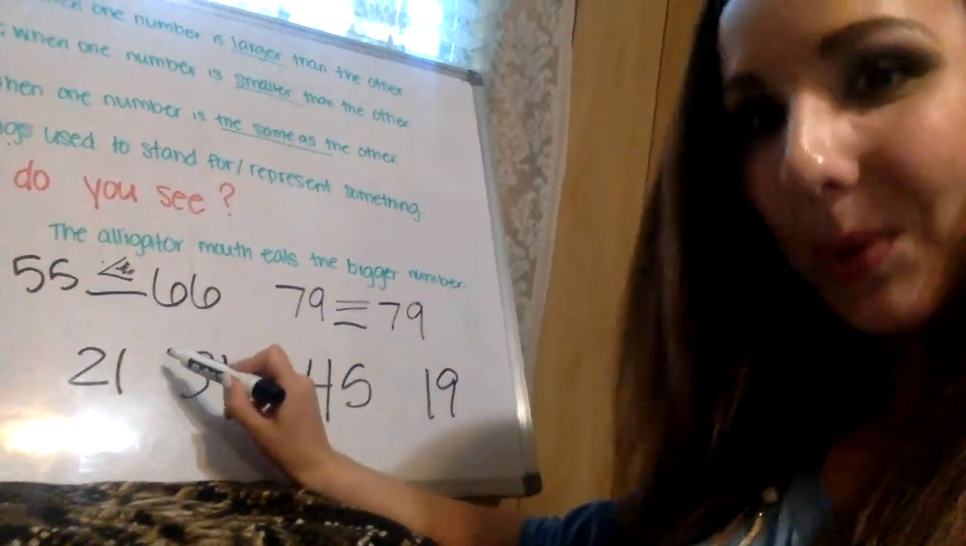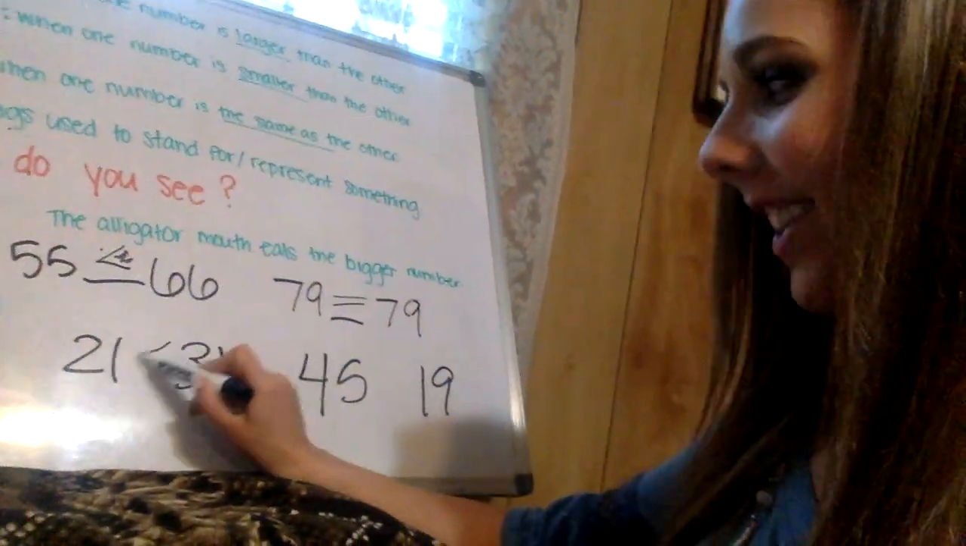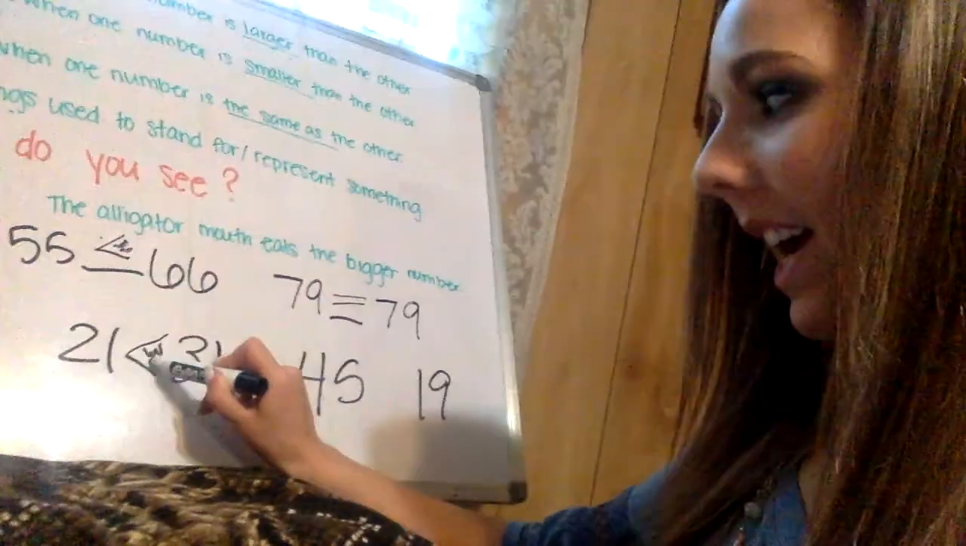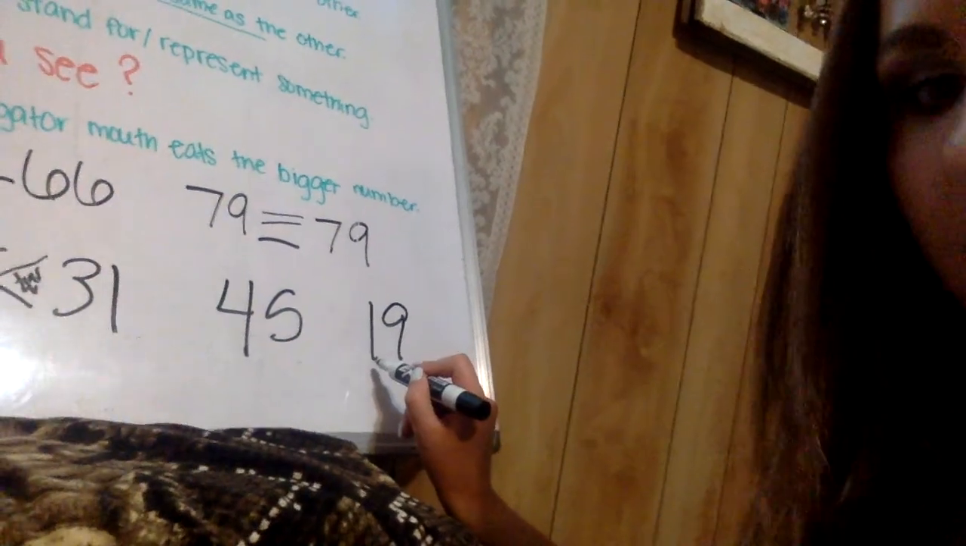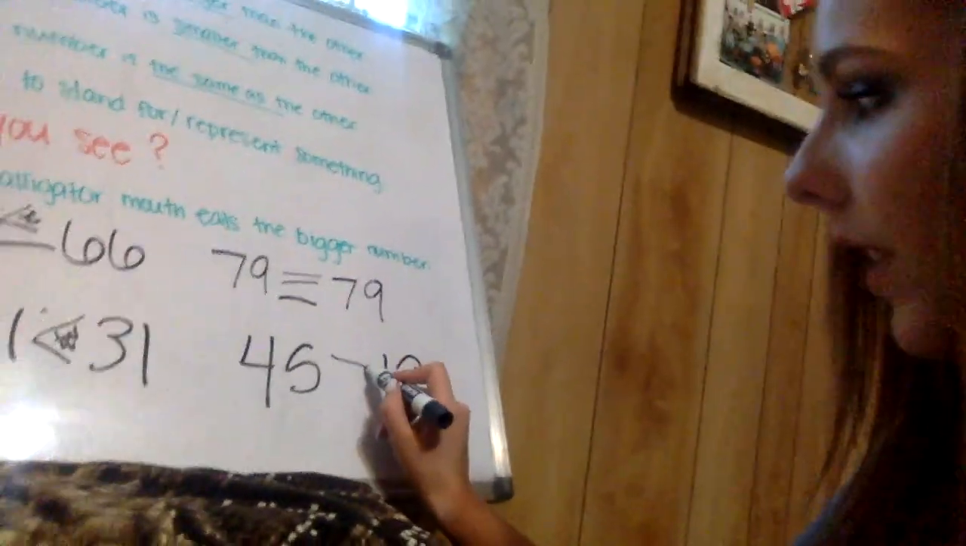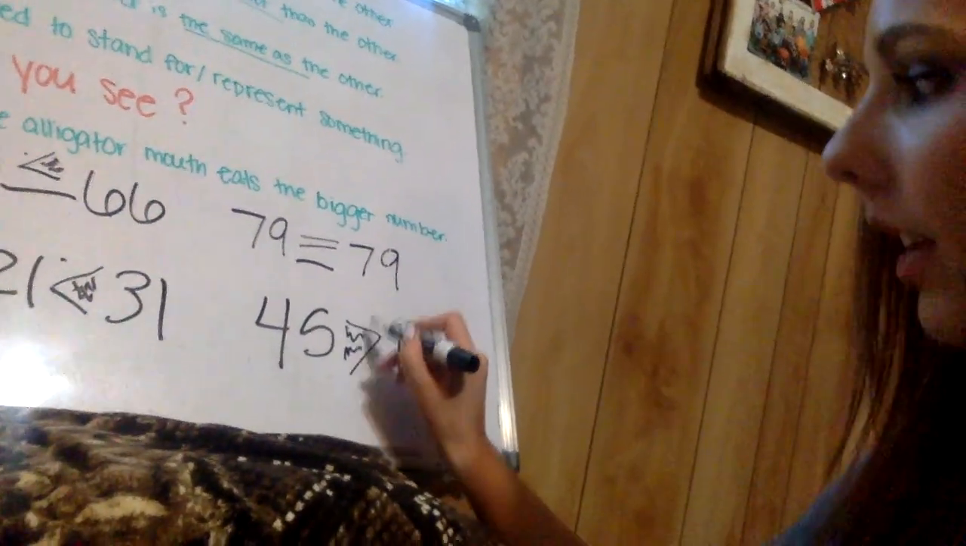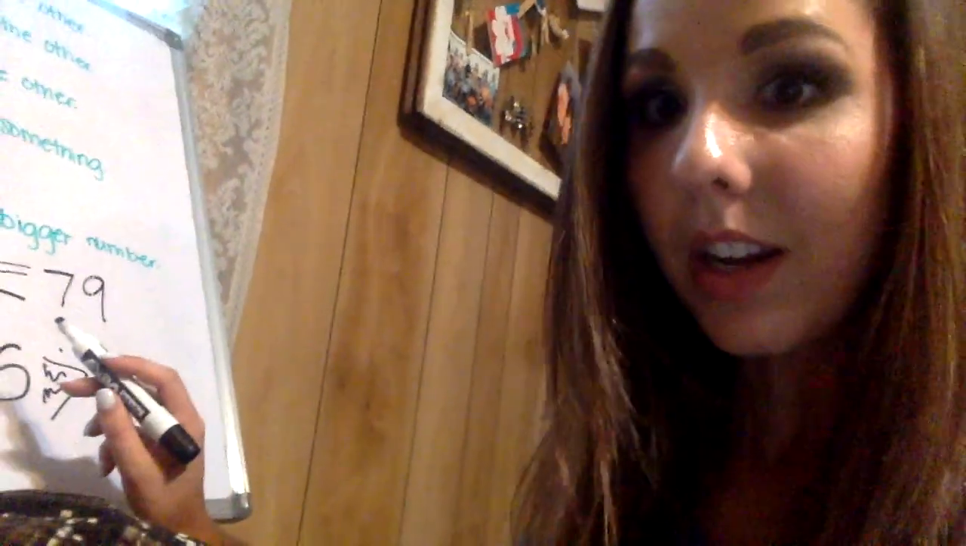Okay, 31 is greater than 21 because the alligator will eat the greater number, which is 31. 19 is less than 45 because the alligator will eat the greater number. And then 1 is equal to 1, 2 is equal to 2, and so on. So I think we've got it, but I'll see how you all do on your worksheets, and you can get back with me. All right, thank you.